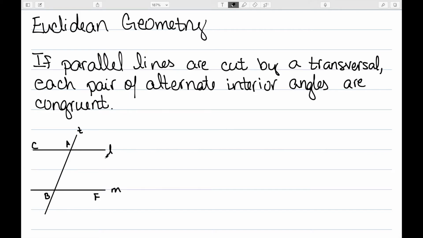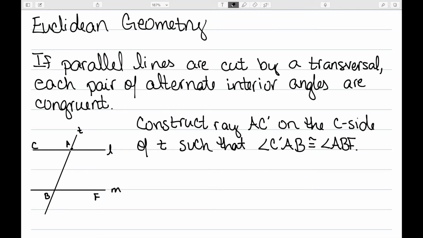So I drew my picture here. L and M are parallel. T is a transversal. The transversal intersects these lines at points A and B, and I'm going to let C be some point on this ray over here, and F be some point on this line M over here. I then want to construct a ray, AC prime, somewhere like this. It could be above AC or below AC. And I want to do that such that the angle C prime AB, so this angle here, is congruent to ABF, so that these alternate interior angles are congruent.